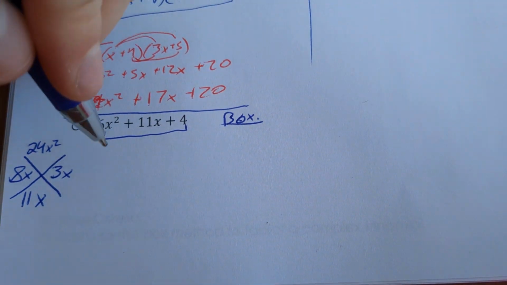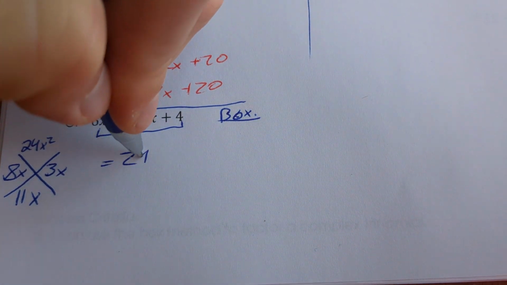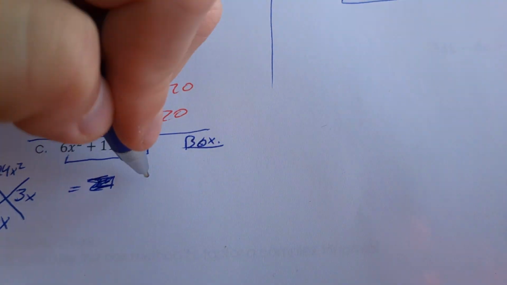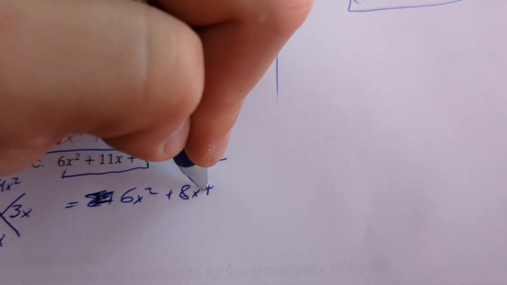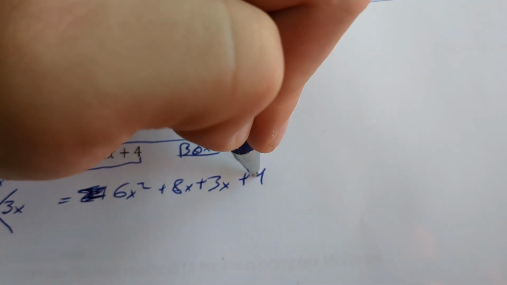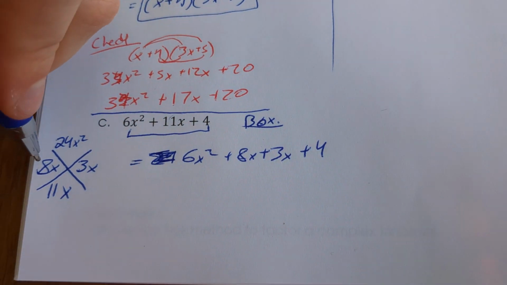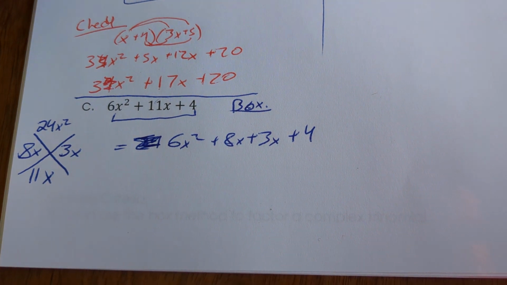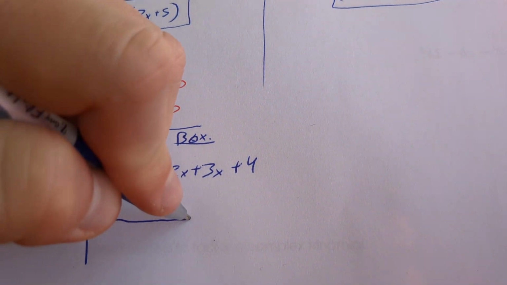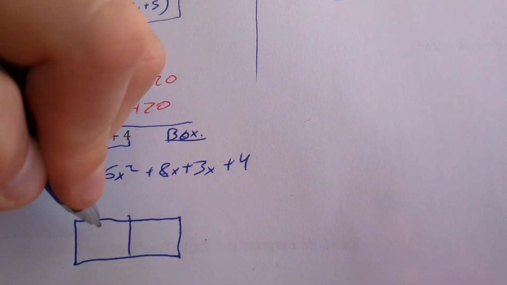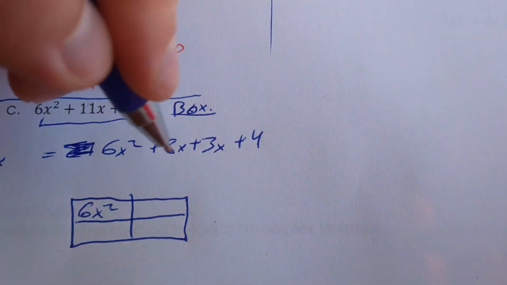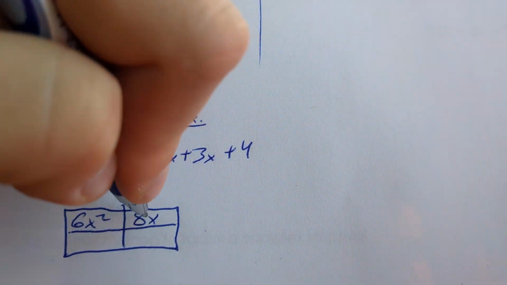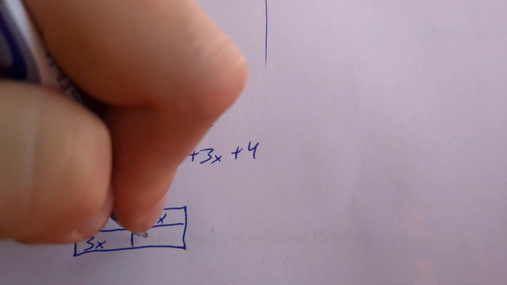So we rewrite this equation, 6x squared plus 8x plus 3x plus 4, right? Replacing 11x with 8 and 3. Okay, we can put this in the box now. So we have 6x squared, we have 8x, we have 3x, and we have 4.